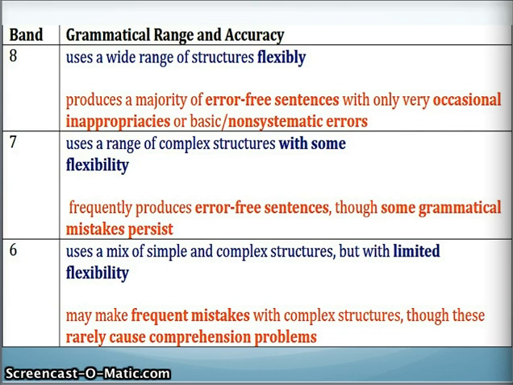For example, if you keep saying "he like" instead of "he likes," then the examiner will mark it as a systematic error and you will not get an 8. For band 7, you should frequently produce error-free sentences, though some grammatical mistakes persist. You still produce error-free sentences, but you make some regular grammatical mistakes. Just like in the previous example, if you say "he like" all the time, it means that this grammatical mistake persists.